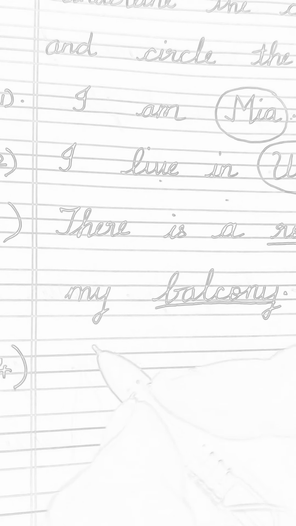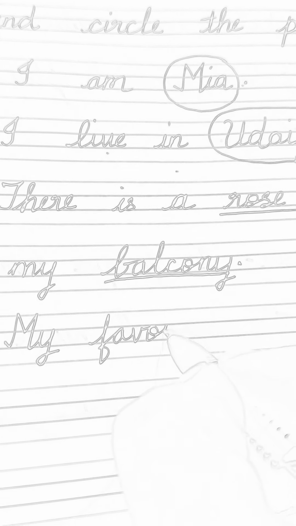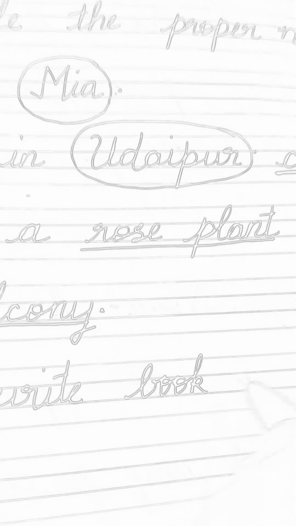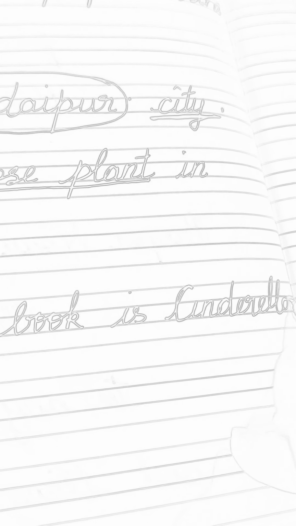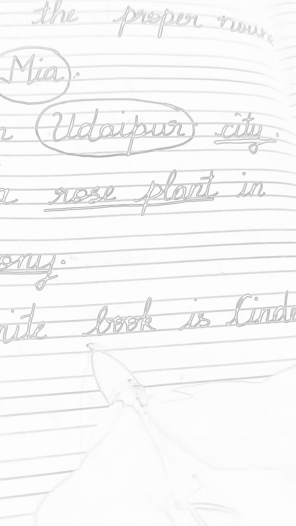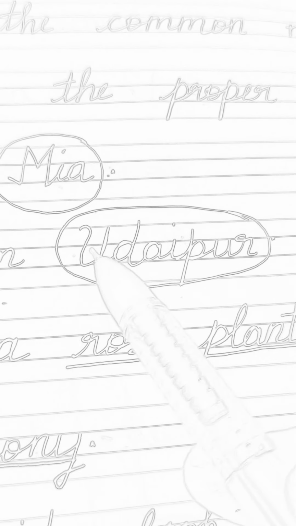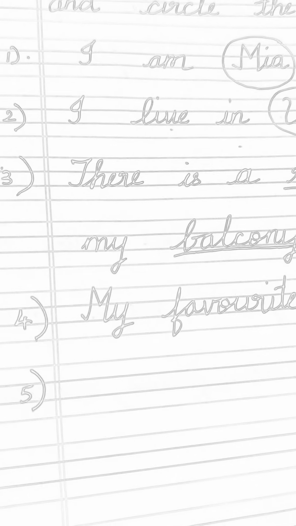Next one. My favorite book is Cinderella. Okay, so book is a common noun and the name of my book is a proper noun. Cinderella. Can you see? I have written a capital letter here. Even for Udaipur, U, I have written a capital letter. A proper noun always starts with a capital letter. Mia, M also starts with a capital letter. Let's go to our next sentence.